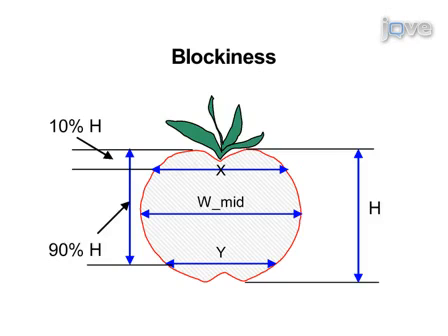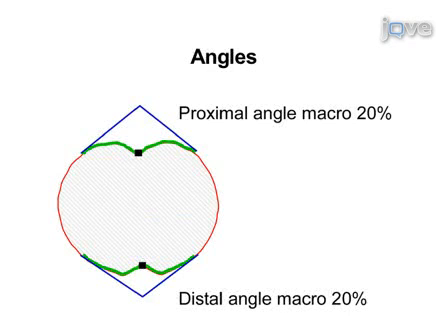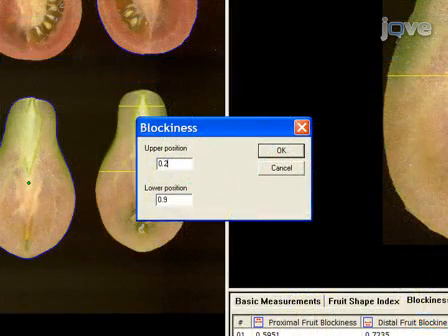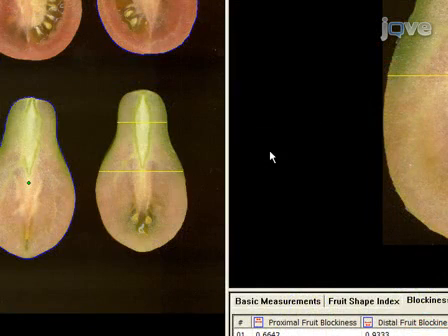For some attributes, such as angles and blockiness, select the settings at which the measurement should be taken. The angles can be calculated at various positions from the ends of the fruit. These settings can be chosen under the Settings menu. Blockiness is calculated as the ratio of the width, at a user-selected proportion of the height, closest to the distal or proximal end of the fruit to the mid-width.